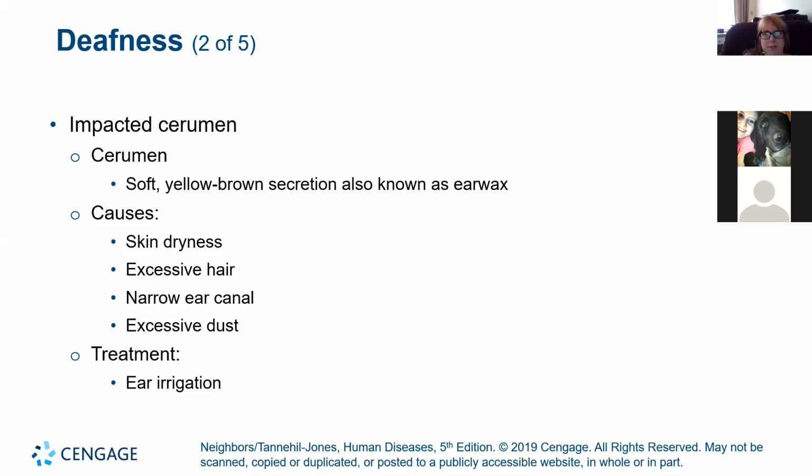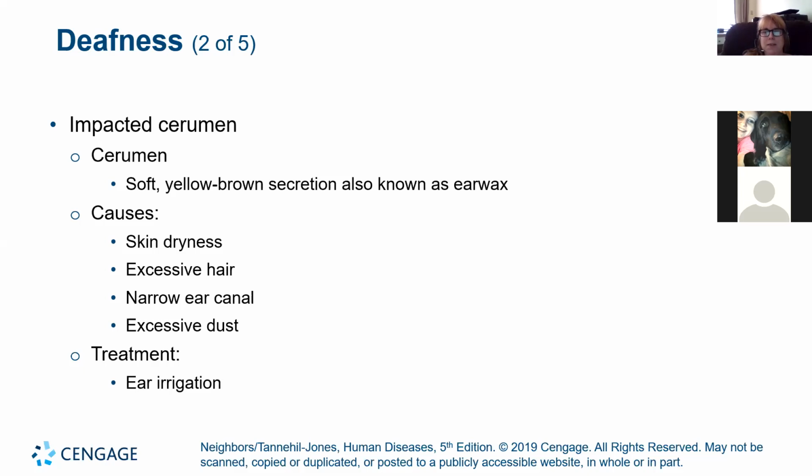The causes of impacted earwax. Your skin gets dry, and when your skin gets dry, those skin cells slough off. They don't always come out. Sometimes they go in and get caught in with the earwax. People who have hair growing in their ear canals, the hair can get stuck in the earwax. Dust in your home, a narrow ear canal.